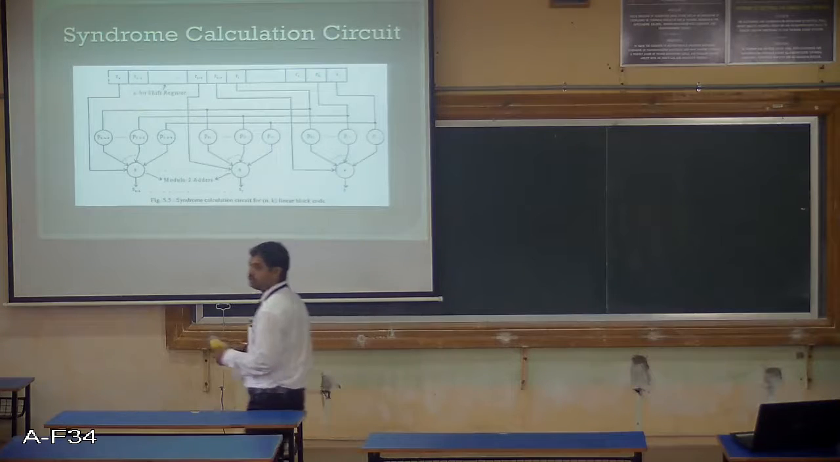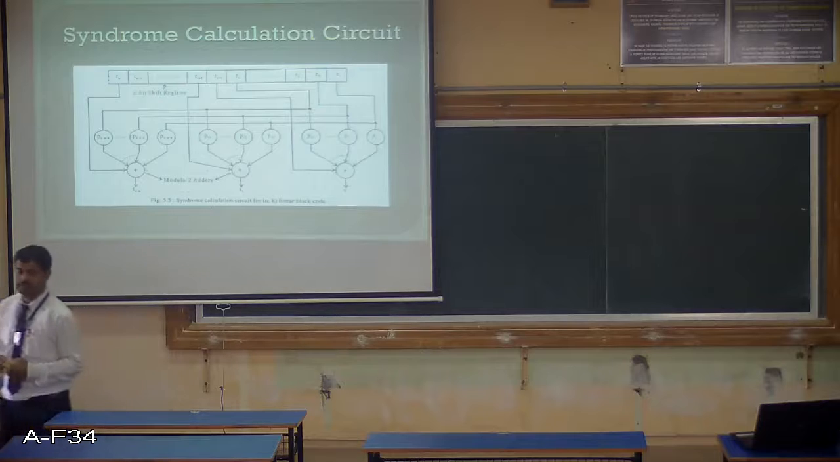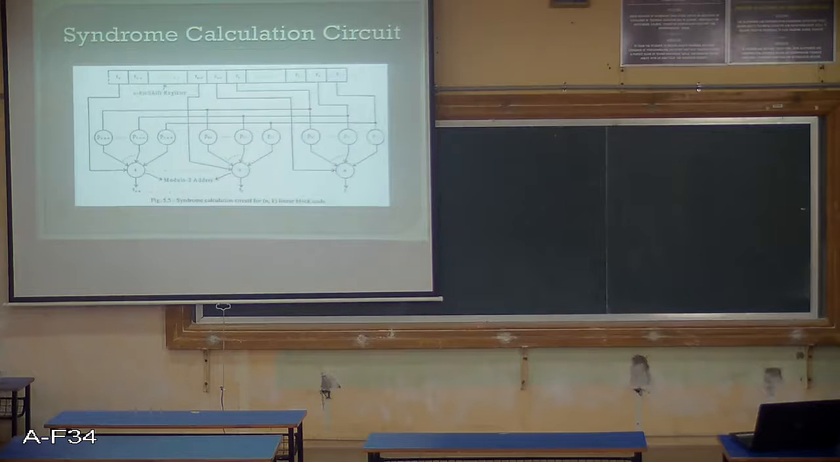This is the syndrome calculation circuit. S is equal to RH transpose, no? So this is the circuit for that. Again, same thing: there will be shift registers equal to the number of bits of R, the received sequence. It is basically equal to the length of C only. Length of C is what? Code vector length n. So even the received sequence length is n bits only. The position of the bits may differ, but the length remains the same.